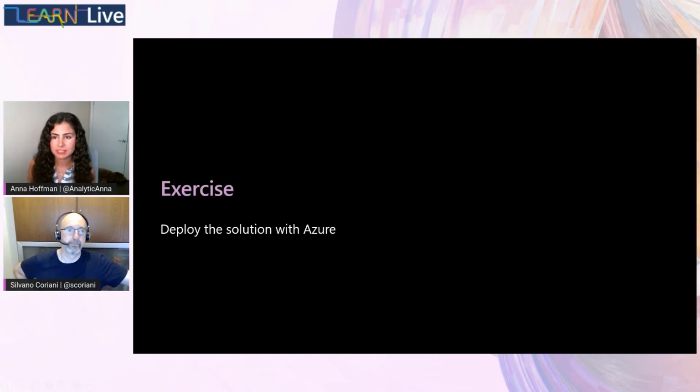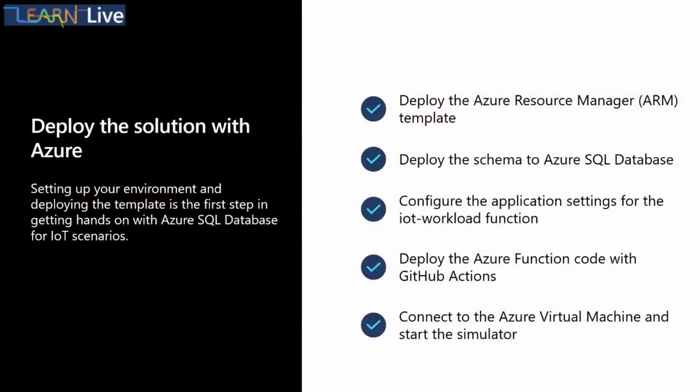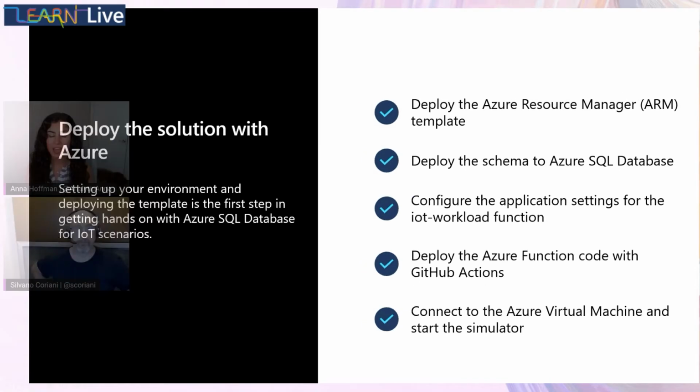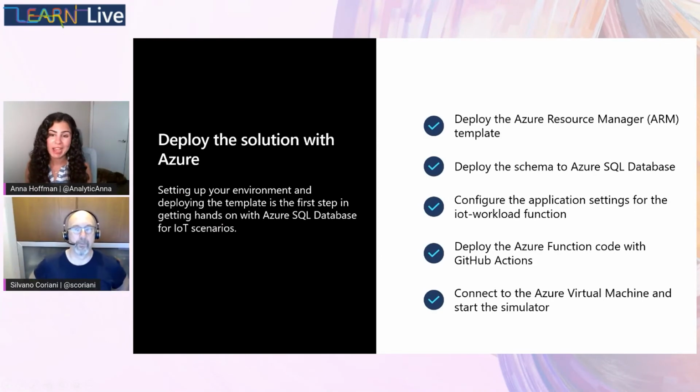So that being said, let's go ahead and take a look at the exercise in the module. Again, everything you see in this part of the demo or exercise is going to be related to what you can actually do today online for free. So in this, you're going to see how to deploy the ARM template, how to deploy the schema to Azure SQL Database, how to configure the app for the IoT function. It's basically going to bring the data into Azure SQL Database, how to configure the Azure function using GitHub Actions, and start the simulator. So let's go ahead and take a look.